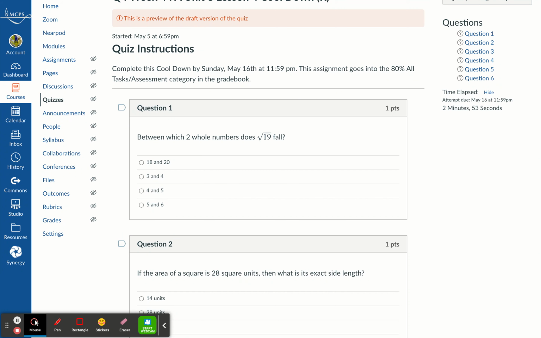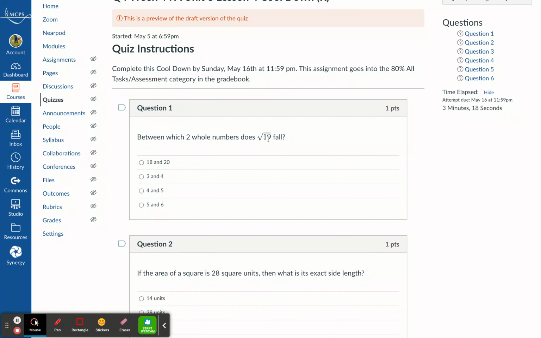Well, it's not going to be a whole number because there is no whole number that I can multiply by itself to get 19. But if I go through my list of perfect squares, I know 1 times 1 is 1. That's too small. 2 times 2 is 4. That's still too small. 3 times 3 is 9. Still too small. 4 times 4 is 16. Oh, we're getting closer. Still a little too small, though. And 5 times 5 is 25.